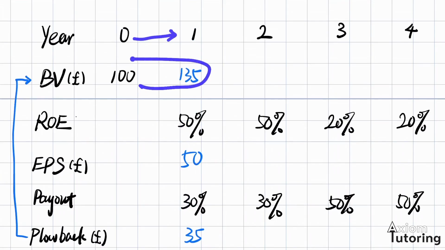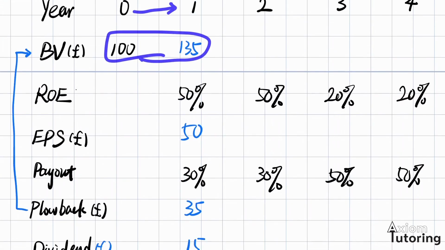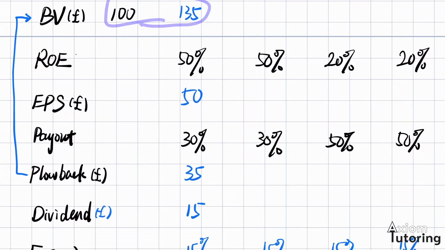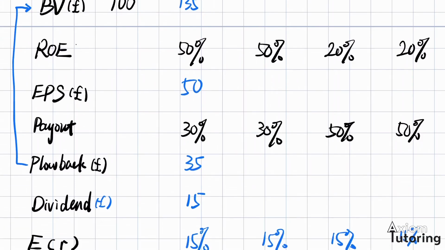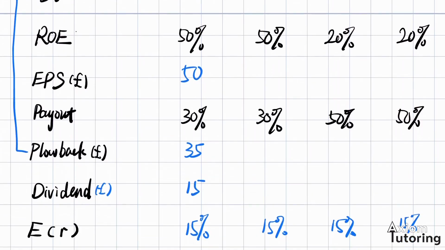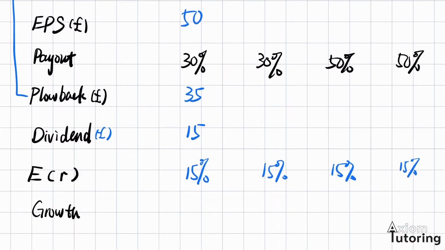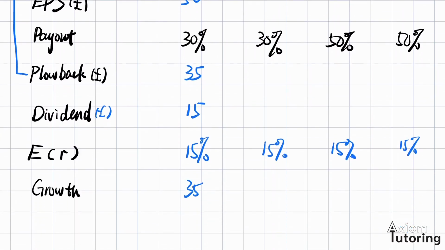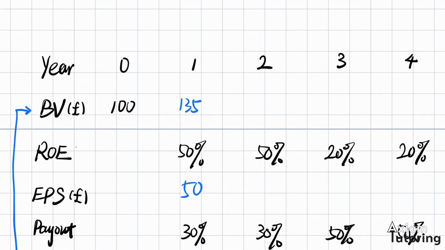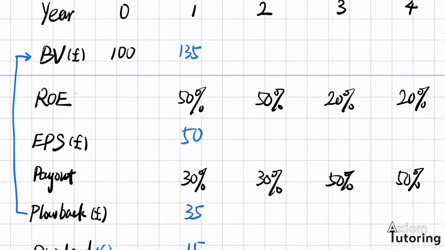Alternatively, you can use what we have learned before, that the growth rate is the product of the ROE and the plowback ratio. In this case, the plowback ratio is 70%, so 50% times 70% is going to be 35%. So this is consistent with what we have learned. This growth rate here is 35%.